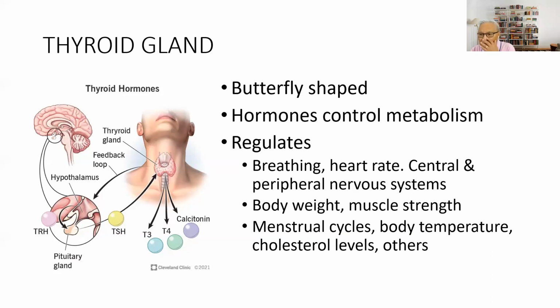The thyroid gland is a butterfly-shaped organ, and it's located at the base of your neck. So what is its function? Well, it releases hormones that control metabolism. That is how you would use energy. The thyroid hormones regulate vital body functions, including those listed over there: breathing, heart rate, central and peripheral nervous systems, body weight, muscle strength, menstrual cycles, body temperature, cholesterol levels, and others.